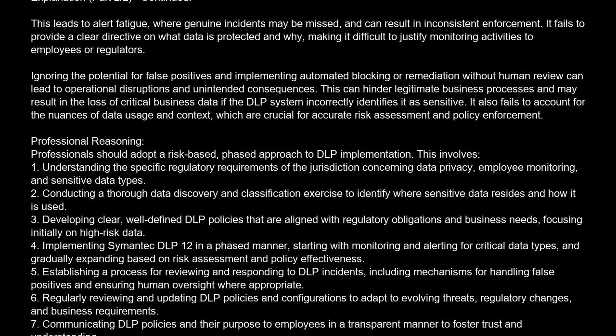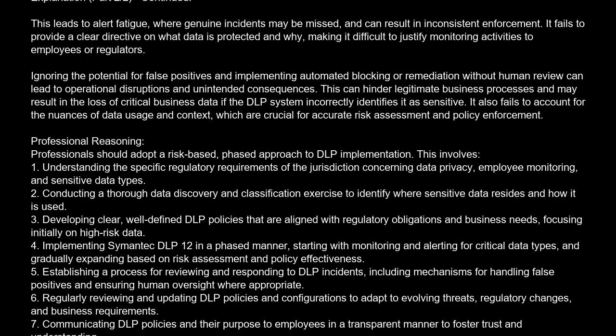4. Implementing Symantec DLP-12 in a phased manner, starting with monitoring and alerting for critical data types, and gradually expanding based on risk assessment and policy effectiveness. 5. Establishing a process for reviewing and responding to DLP incidents, including mechanisms for handling false positives and ensuring human oversight where appropriate.